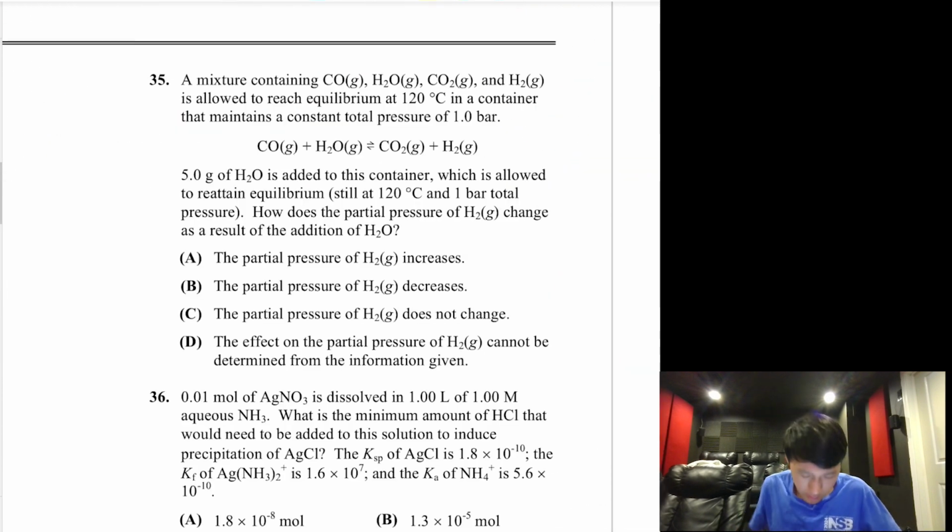Problem 35. A mixture containing carbon monoxide, water, carbon dioxide, and hydrogen gas is allowed to reach equilibrium at 120 degrees Celsius in a container that maintains a constant total pressure of 1.0 bar.